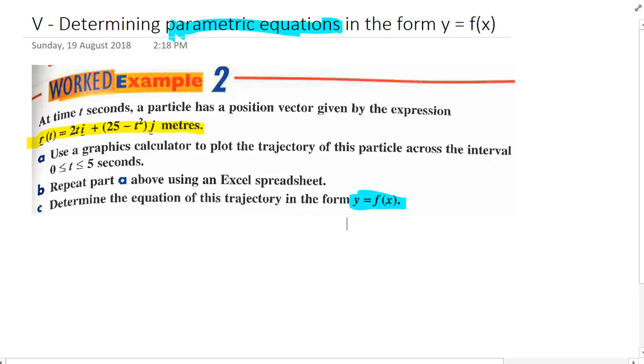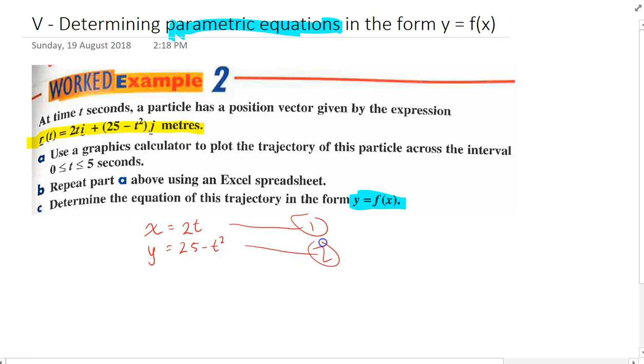We can. So jumping into this, we know we can write two parametric equations here. We can say that x is equal to, in this case, 2t, and we can say that y is equal to 25 minus t squared. And you can probably see now, all we need to do is sub one into the other and work from there. So it's like a simultaneous equation.